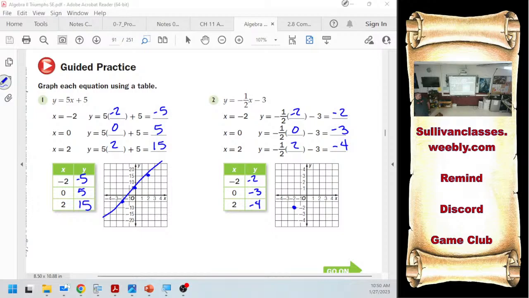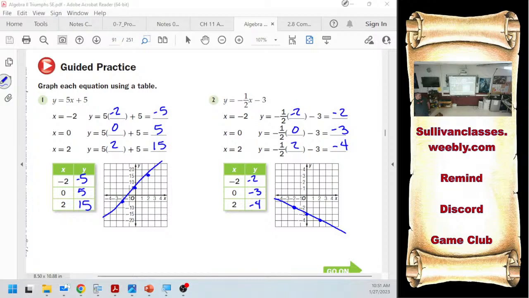Left 2, down 2. No left or right, down 3. Right 2, down 4. That's off. Yeah, there we go. Connect the dots.